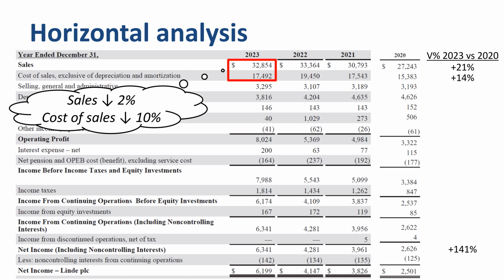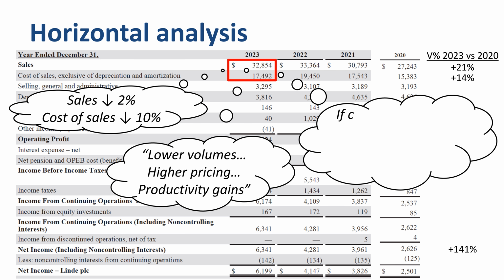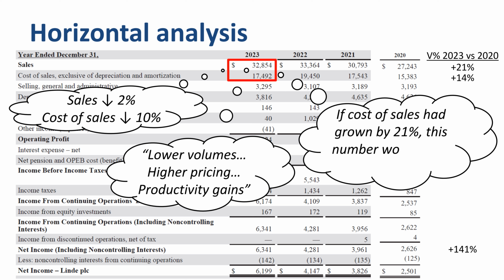And the narrative in the MD&A section of the annual report provides insights into the drivers. The main ones are lower volumes, which affect both sales and cost of sales, higher pricing, which increases margins, and productivity gains, which decreases cost of sales relative to sales. If cost of sales had grown by 21% from 2020 to 2023 instead of 14%, then cost of sales would have been $18.6 billion in 2023. This is a margin improvement for the company of $1.1 billion pre-tax.